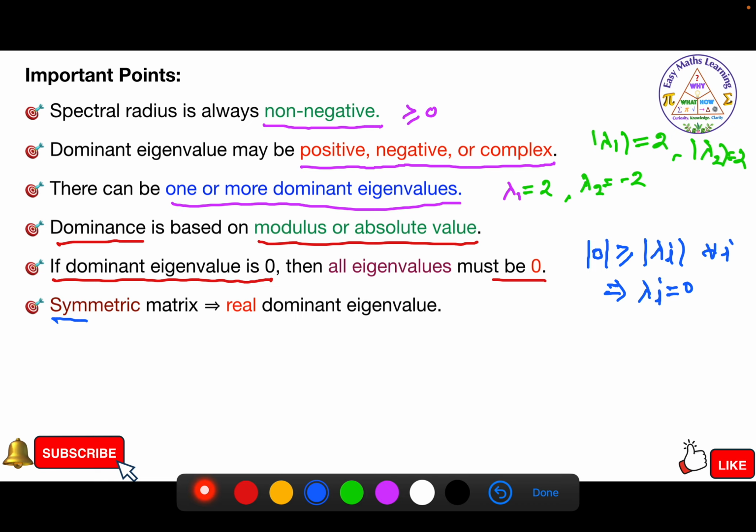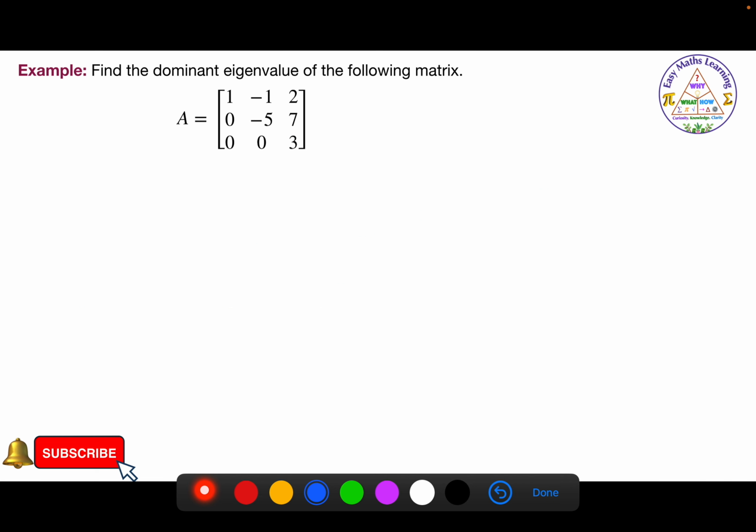Now the next important point is a real symmetric matrix with real entries. A real symmetric matrix always has real dominant eigenvalues. Okay, so you can check by taking some example.